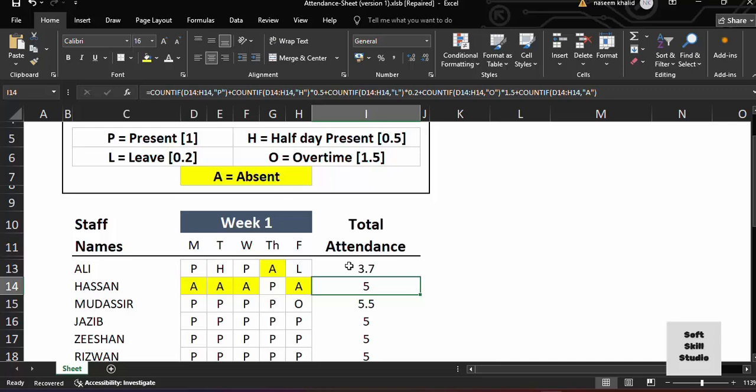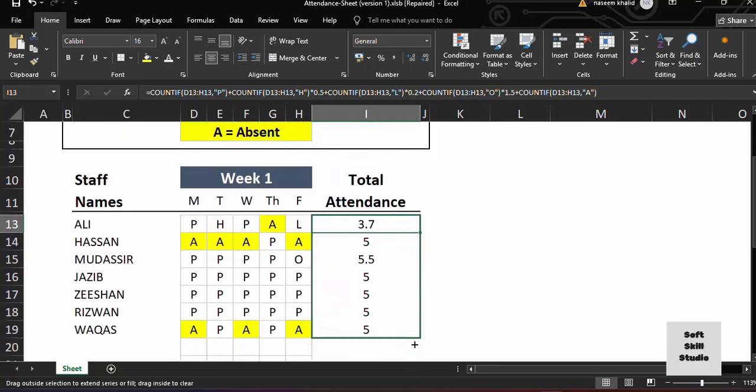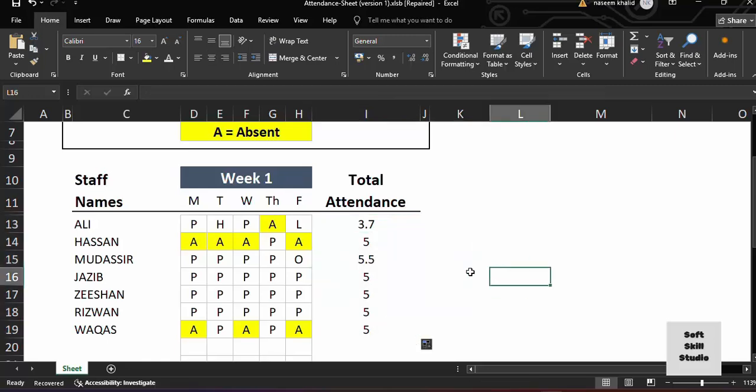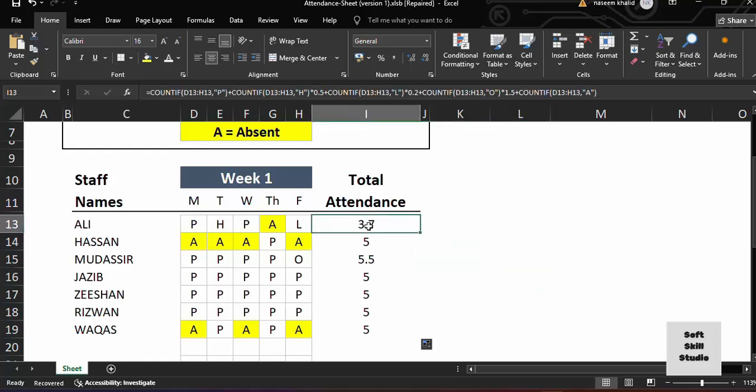So this is the formula and this is the value. In this way you can calculate the attendance. I can drag it from here down, and the formula will be copied up to this. In this way you can calculate the attendance on Microsoft Excel.